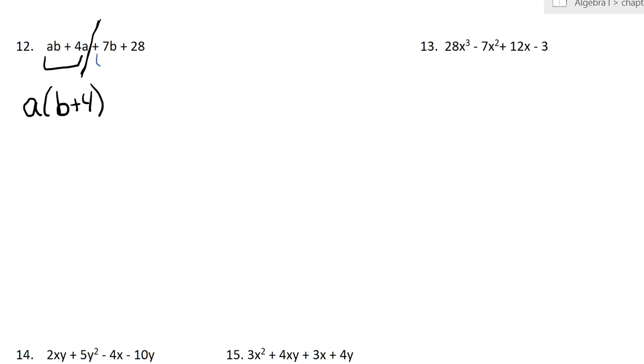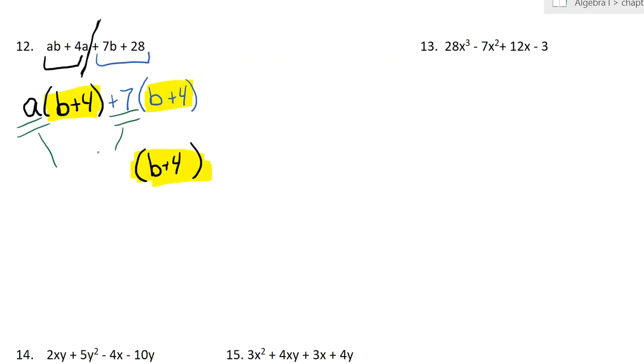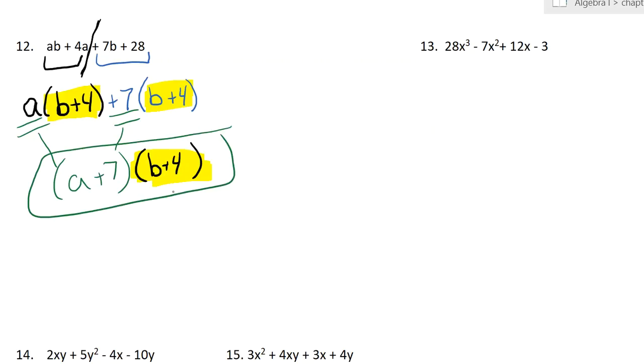And I'm going to look at the second grouping and ask myself the same thing. Is there a number or a variable that I can take out of both terms? There is. A positive 7. And what's left is b plus 4. Now, this will seem very familiar compared to the last 2 questions. The parentheses match up, so you're going to regroup those to be b plus 4. And then I put a plus 7 together to make another group. And if you were to do the FOIL process, guess what would happen? You'd be right back to the beginning.